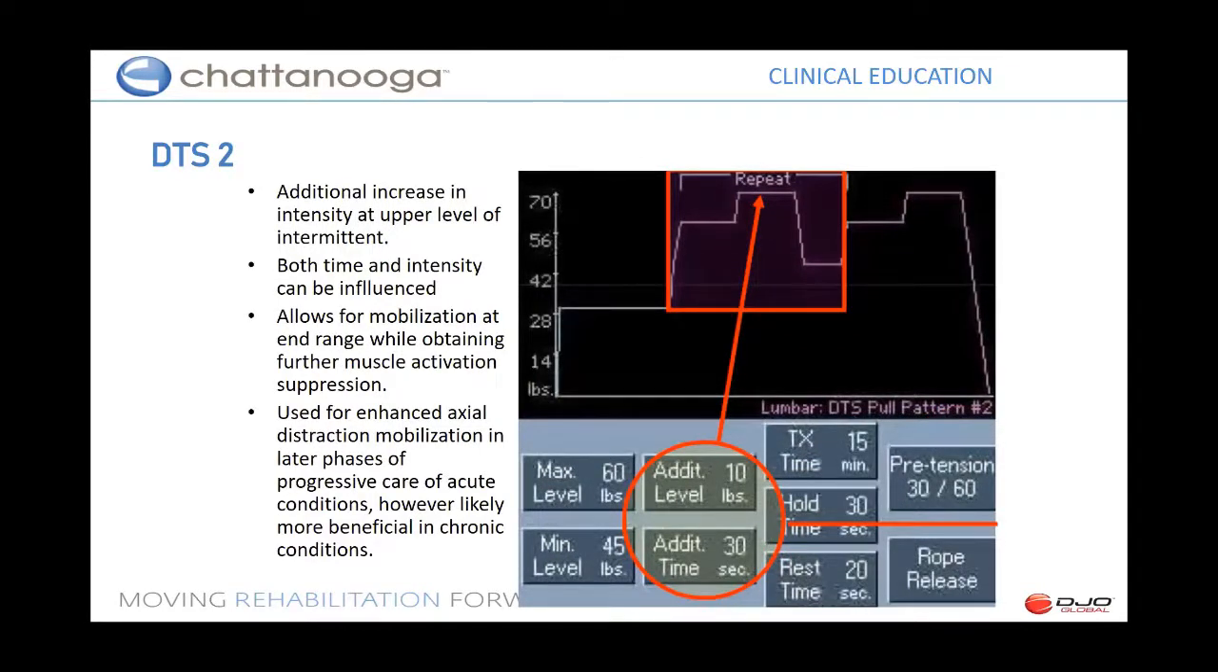Love, love, love me some DTS 2 pull patterns. Why? Because it is kind of your classic. So what happens when we start to pull, right? We get relaxation of muscle tissue. If you've done your progression phases appropriately, you should be able to get there. But think about these chronic patients. They've had these conditions for a really, really long period of time. Well, what happens when you get that relaxation? You get further separation, right?